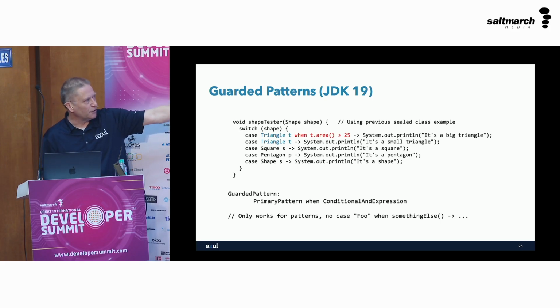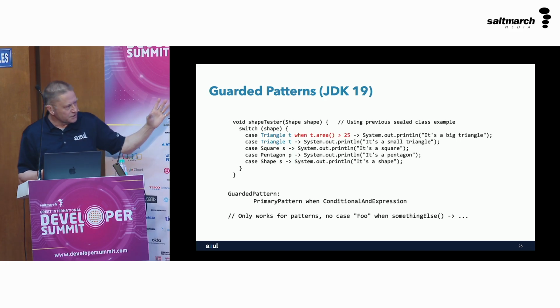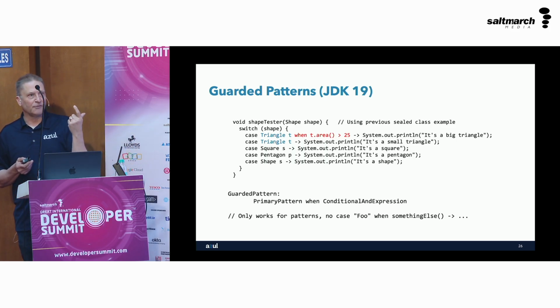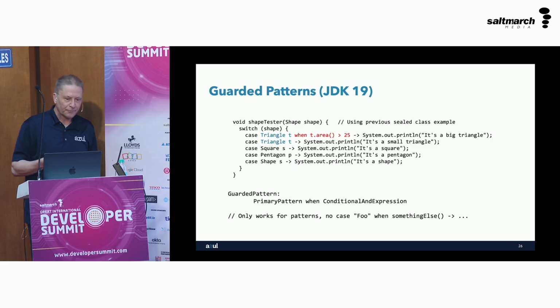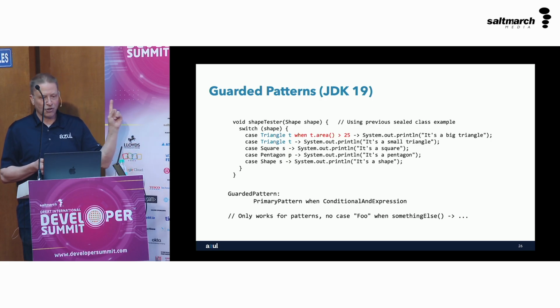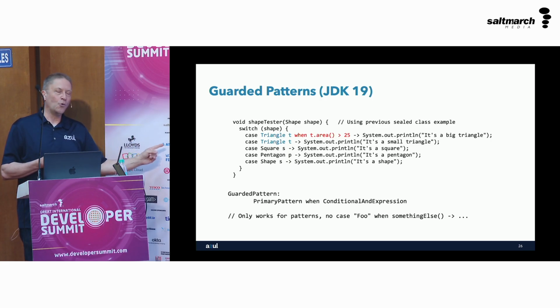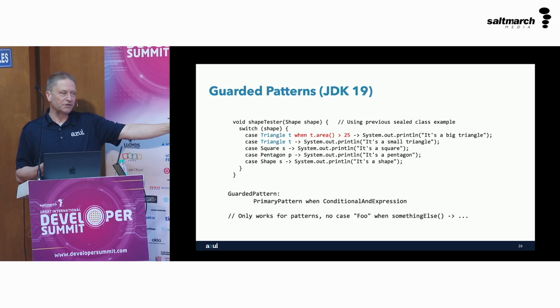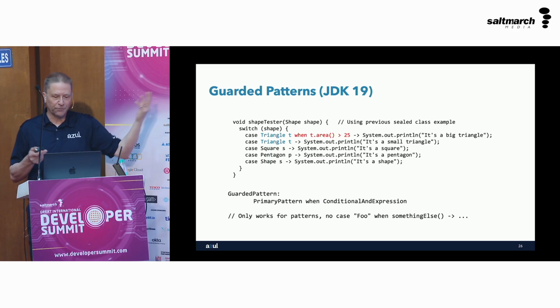And if it's just a triangle on its own, then we've got a small triangle and everything works in exactly the same way. So essentially, the syntax of that is to say you've got your primary pattern, then you have the keyword, and then you have a conditional expression. It only works for patterns, so you can't use it in a normal case. So where you've got a constant, case foo, for example, you can't then say when something else.